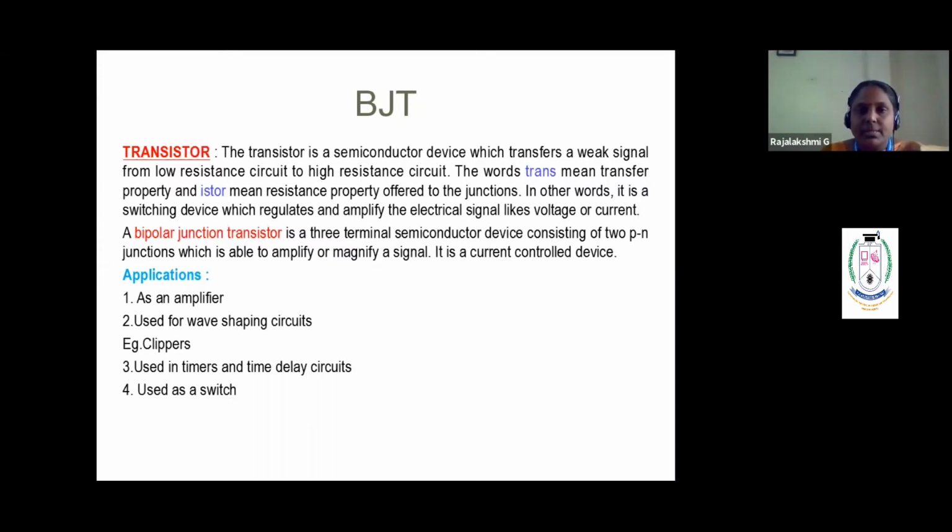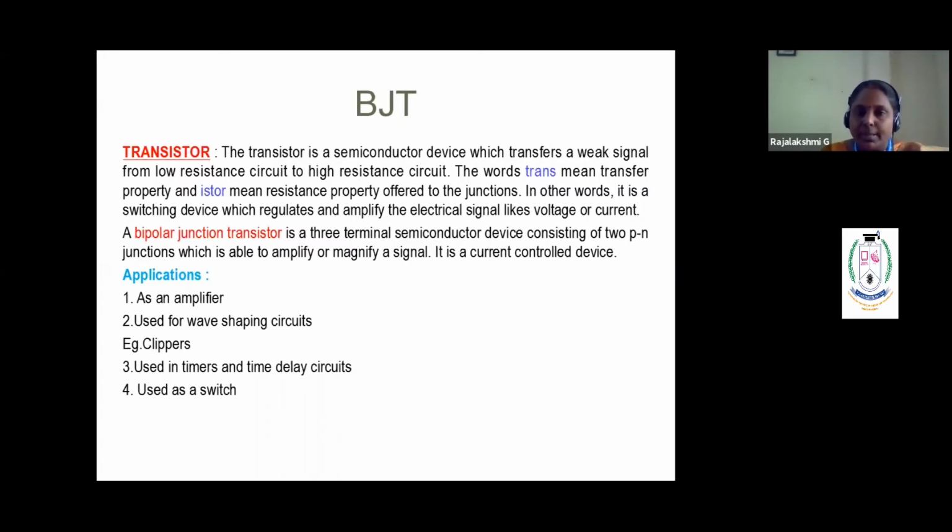Why is the name given as bipolar junction transistor? Bipolar means the transistor acts with two polarities, P and N, meaning we have holes and electrons. Two polarities are involved, so it is called a bipolar junction transistor. The bipolar junction transistor is a three-terminal semiconductor device consisting of two PN junctions. In a diode you have one PN junction; here you have two PN junctions, which can amplify or magnify a given signal.